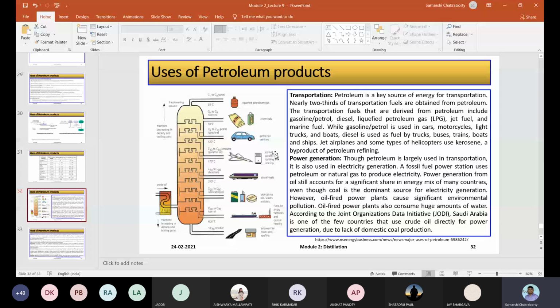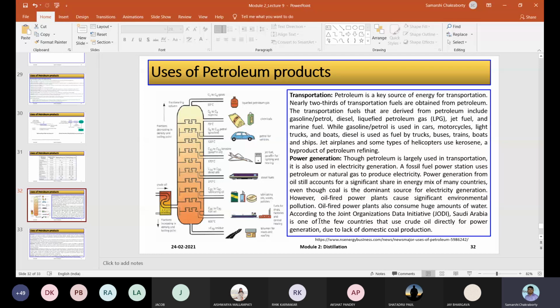So this also talks about the particular domains in which you utilize petroleum products. Transportation, obviously, you use diesel and gasoline there, as well as aviation turbine fuel, which you use for transportation purposes only. Power generation, but sorry, in India we don't use oil for power generation. We don't have too much oil.